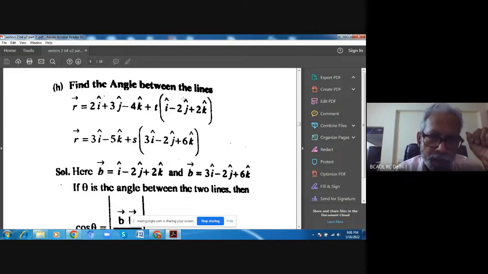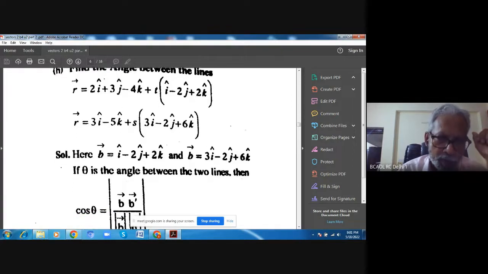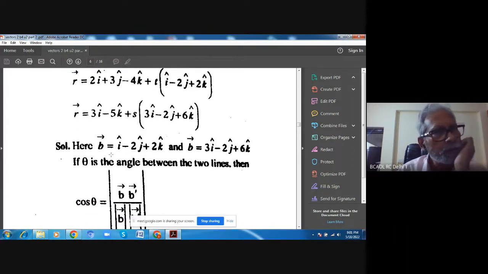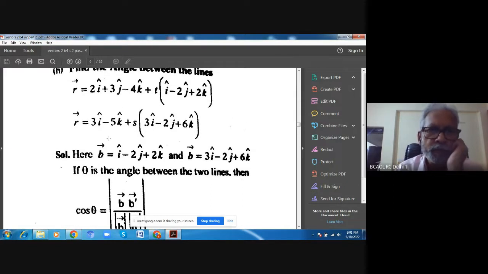So now here, that is vector b. Actually, it should be b1 and b2. Okay, it is written here as b. Well, no problem. So here this is b: i minus 2j plus 2k. And another, this part also there: 3i minus 2j plus 6k is given. Okay.